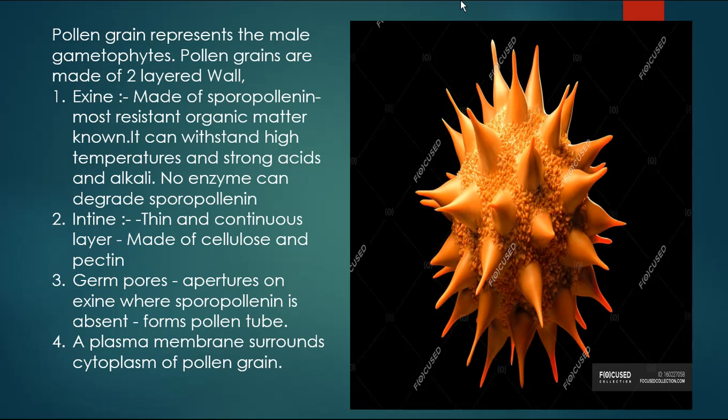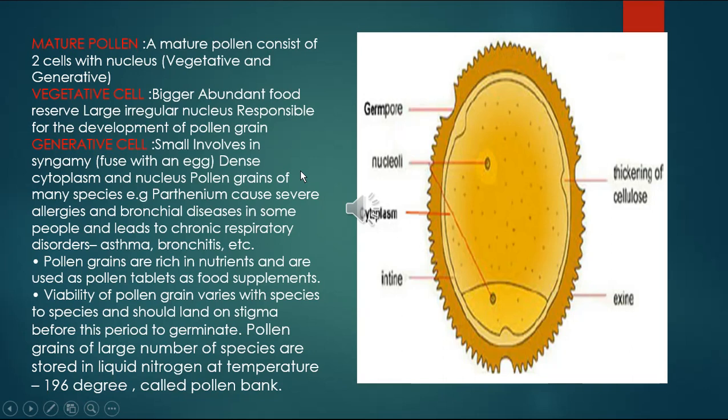The cytoplasm of pollen grain is surrounded by a plasma membrane. When the pollen grain is matured, it contains two cells, the vegetative and generative cell. The vegetative cell is bigger, has abundant food reserve and a large irregularly shaped nucleus. The generative cell is small and floats in the cytoplasm of the vegetative cell. It is spindle-shaped with dense cytoplasm and a nucleus.